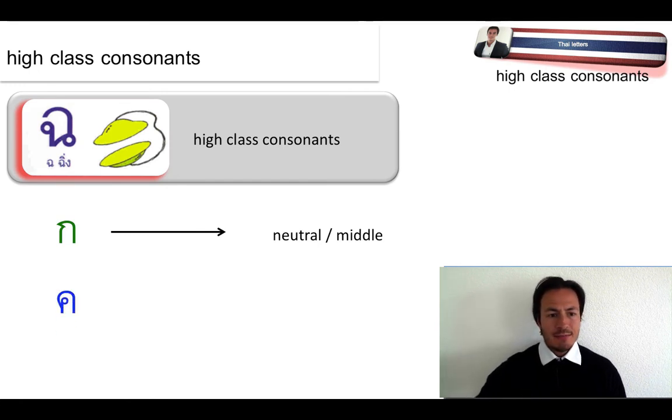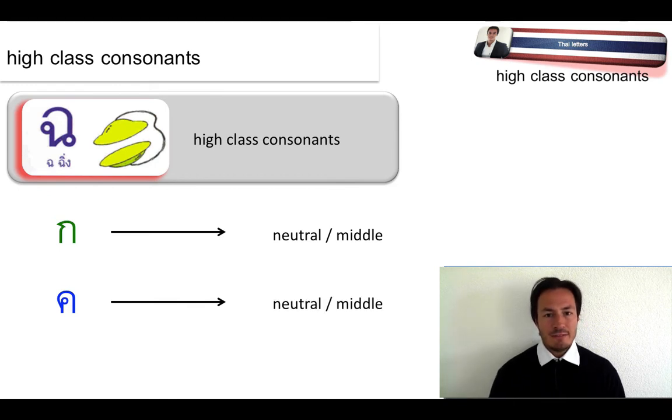Alright. Now the same thing was true for the low class consonant in blue here. So the kho klai together with the long a vowel, as an example only for the natural and living syllable, also results in a middle tone. So also for this consonant group we have the natural tone as a neutral or middle tone. Ka, neutral or middle tone. Now, in contrast to this, we have the high class consonants in red.